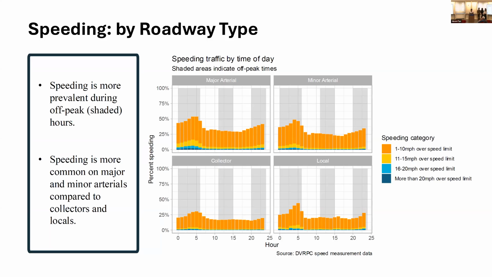Second, there's a clear hierarchy by road type. Major and minor arterials in the top two panels show off-peak speeding rates in the range of 40 to 50%. Collectors and local streets in the bottom panels show rates closer to 20 to 25%. This concentration matters for prioritization. The off-peak speeding problem is not uniformly distributed across the road network. It is concentrated on arterials, which are precisely the roads designed for high throughput and which carry the most pedestrian exposure.